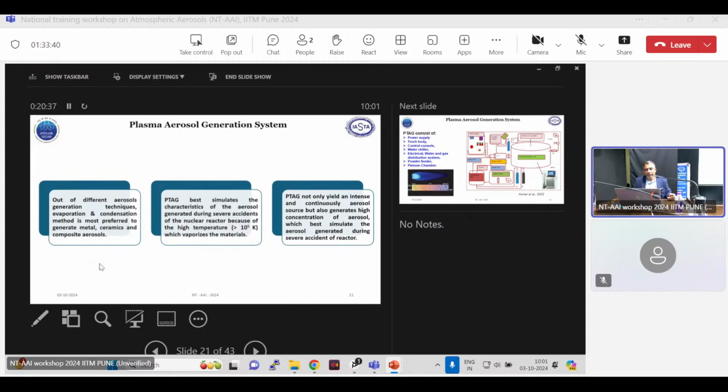And this will be the best simulation for our accident scenario in a nuclear reactor, because of the temperature of the plasma. It will be maybe 5,000 to 10,000 degrees, Kelvin or degree centigrade. So it will also give a continuous source for a long period of time and also generate very high concentration. Sometimes it will reach 10^8 to 10^7 particles per cubic centimeter.